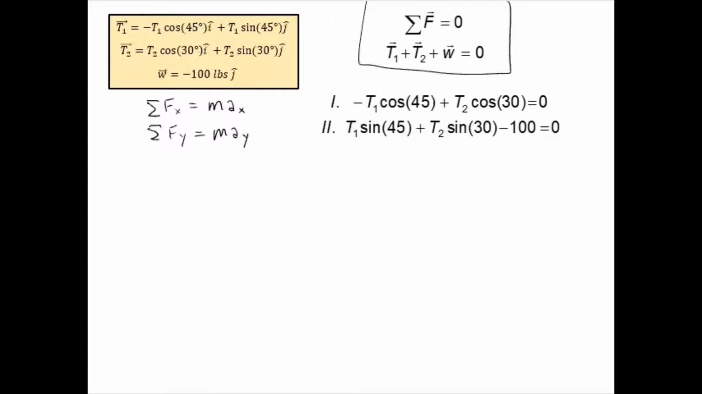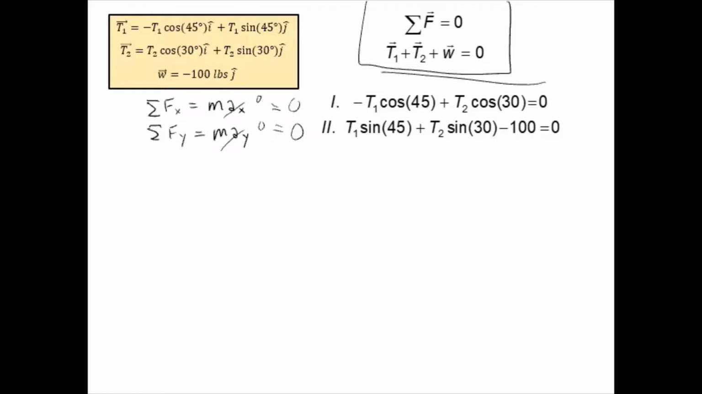Then I do the same thing in the y direction. What are my y components of my forces? I've got T1 sine 45. I've got, add on to that, T2 sine 30. And then I have minus 100. And that should add up to 0, because again, these accelerations are 0. So when I add up my components along those directions, they should be 0.